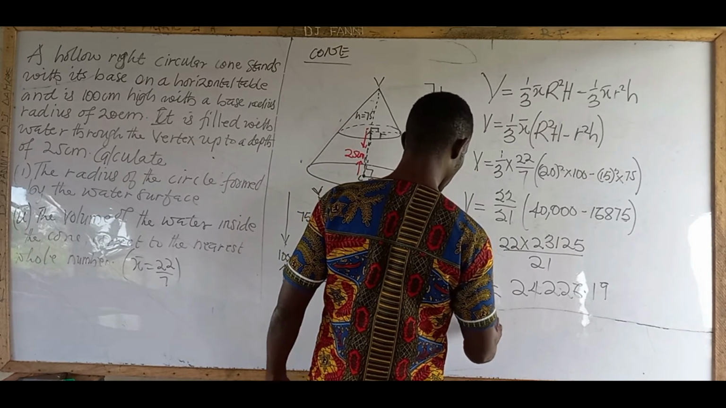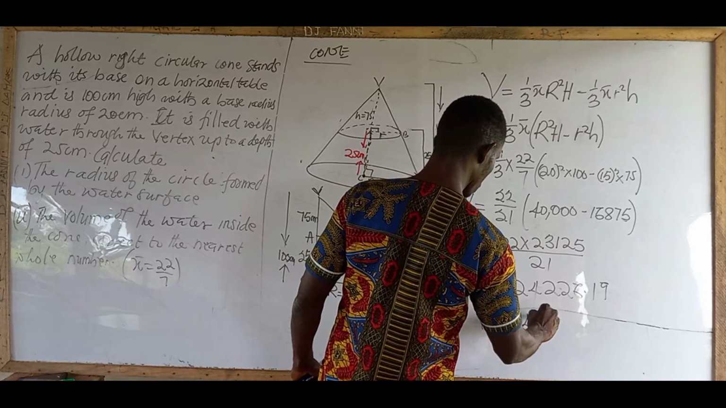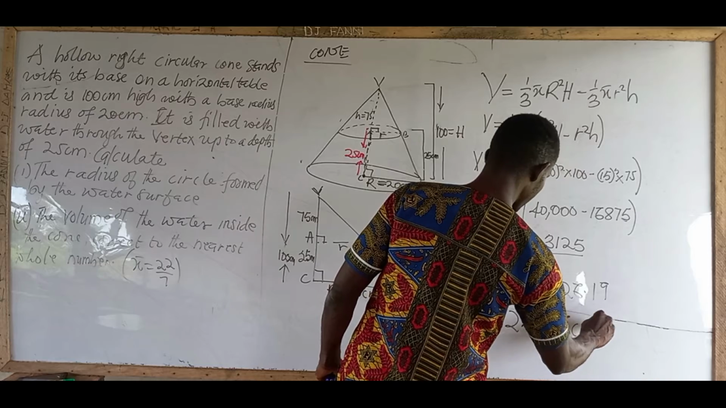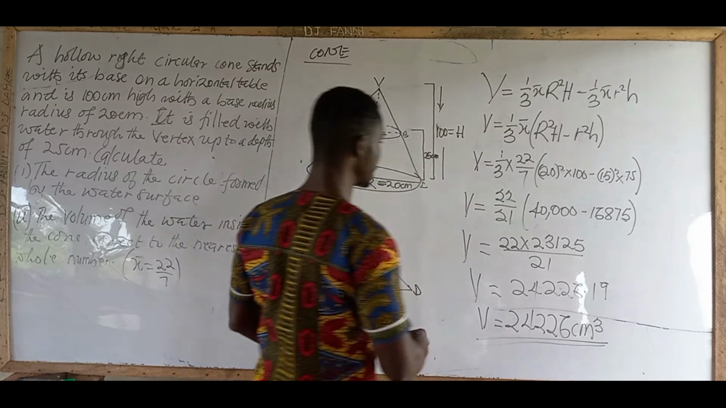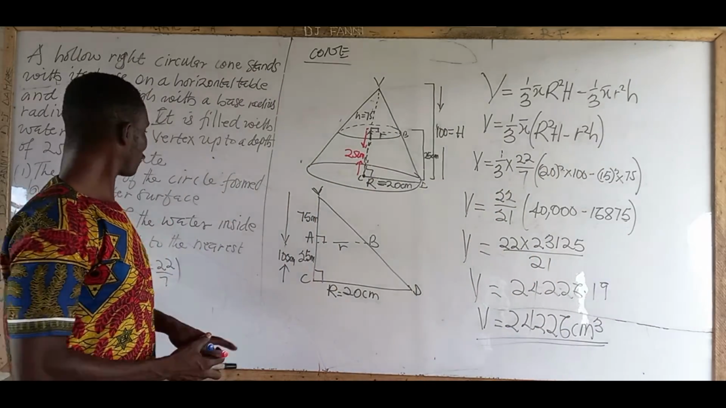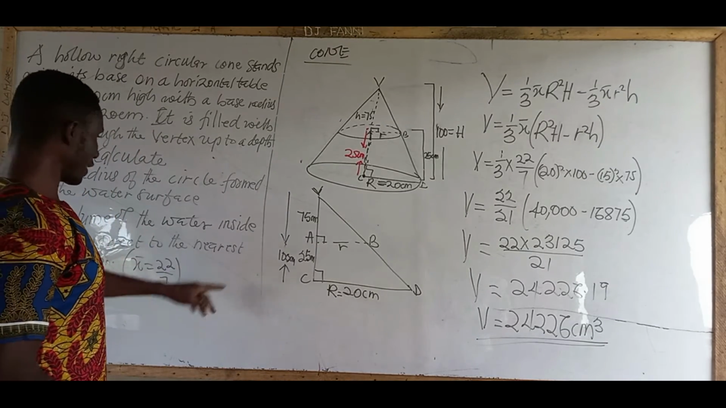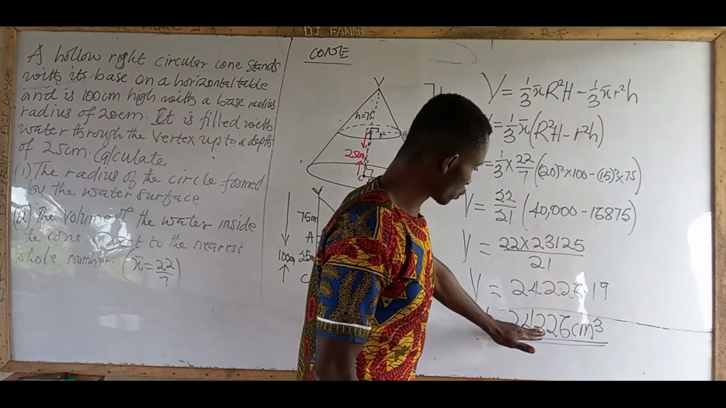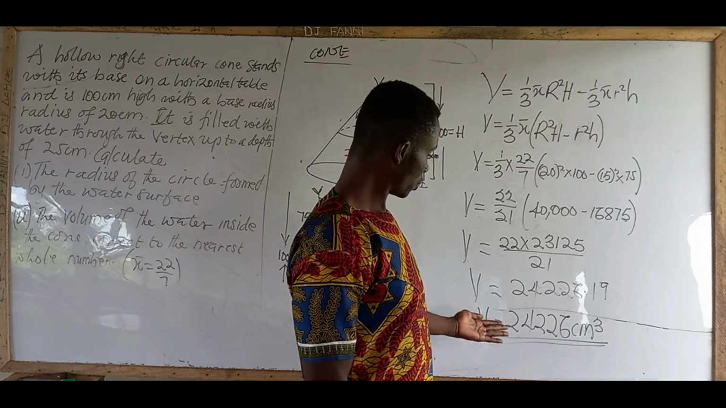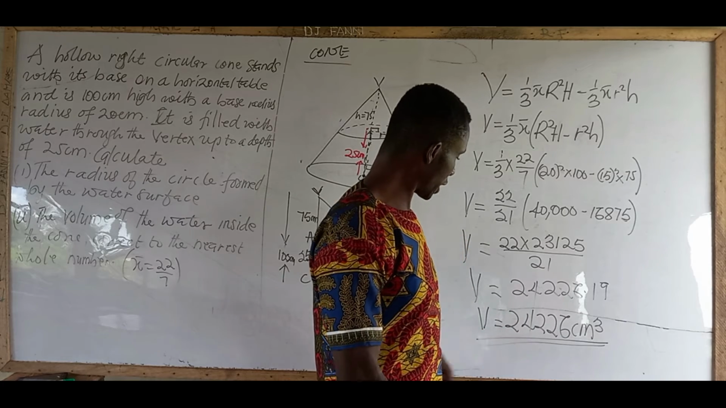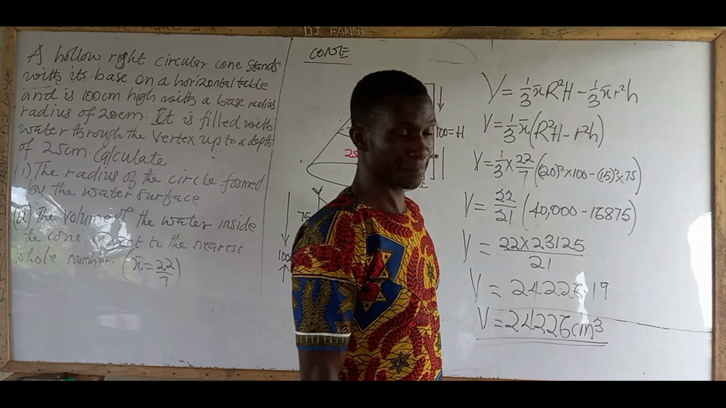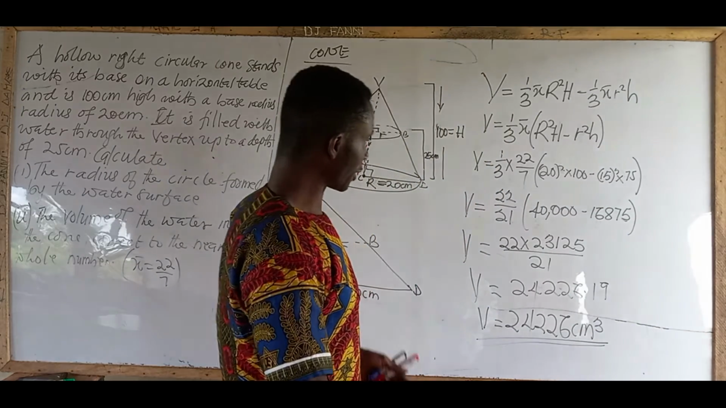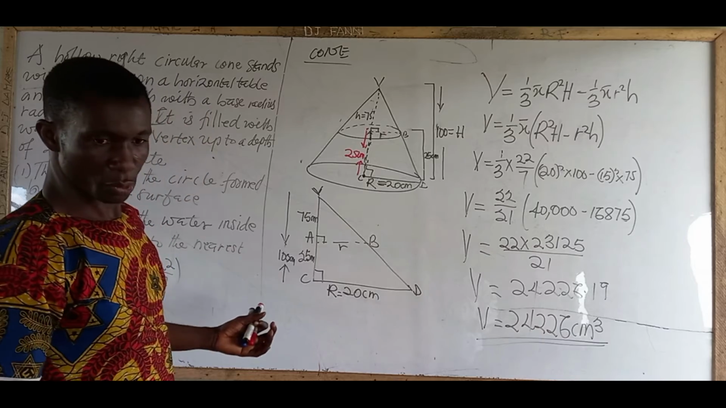So V will be equal to 24,226 centimeters cubed, and that is the volume of water in the container. So the volume of the water is 24,226. Now, as for now, you can say 24,226 centimeters cubed, because there's no dot, and so that is right. That's our calculation. So this is how to go about questions like this.